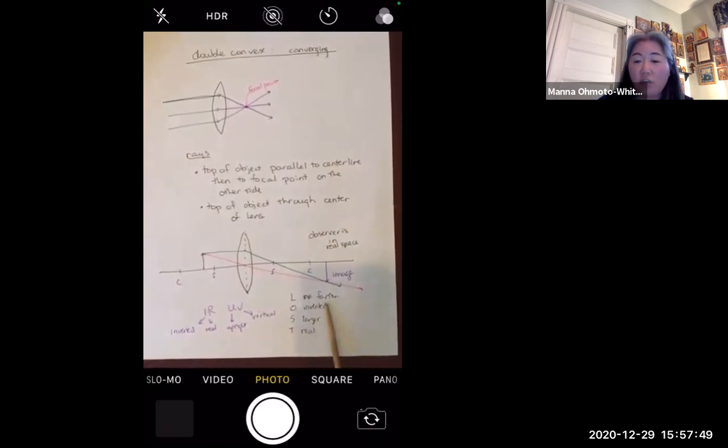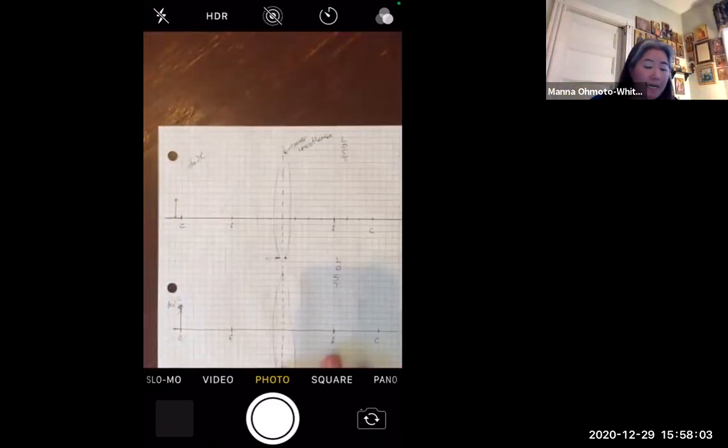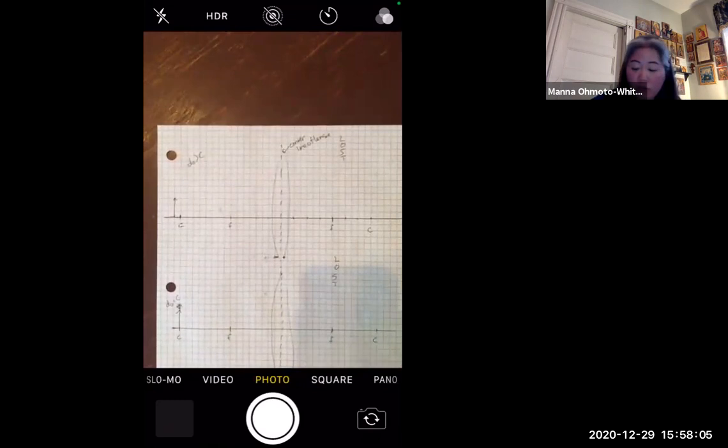We can still use the same LOST terminology. So the location is farther, the image is farther from the lens than the object is. It's inverted, it's upside down. It's larger than the object, and it's in real space. So we're going to do some practice diagrams with the same five points that we've always used, meaning farther from the center of curvature, at the center of curvature, between the center of curvature and the focal point, at the focal point, and between the focal point and the lens.